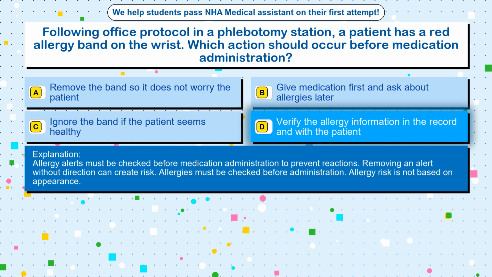Allergy alerts must be checked before medication administration to prevent reactions. Removing an alert without direction can create risk. Allergies must be checked before administration. Allergy risk is not based on appearance.